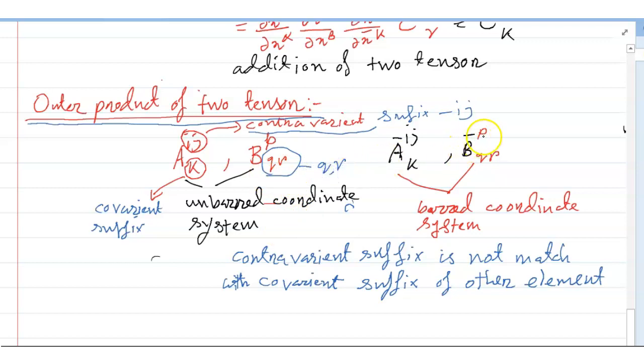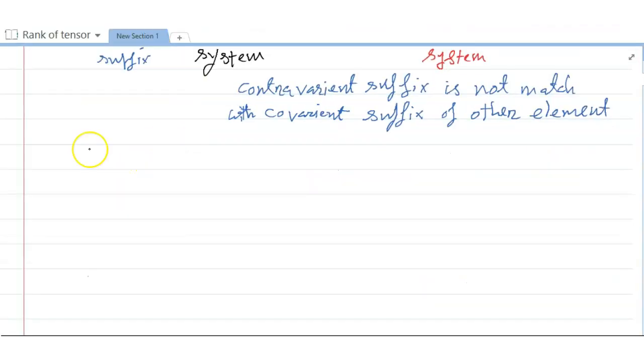So i j does not equal q r, and k does not equal p. So friends, the outer product of two tensors is possible. Now let's start the transformations.